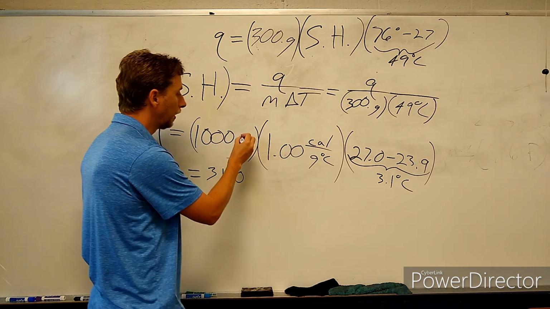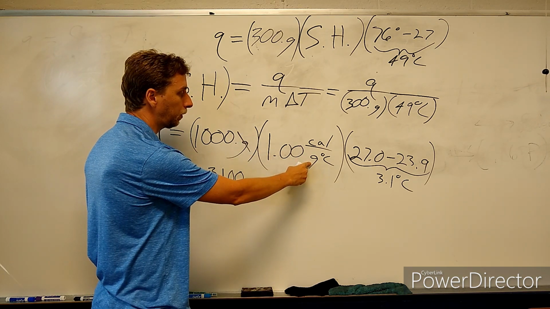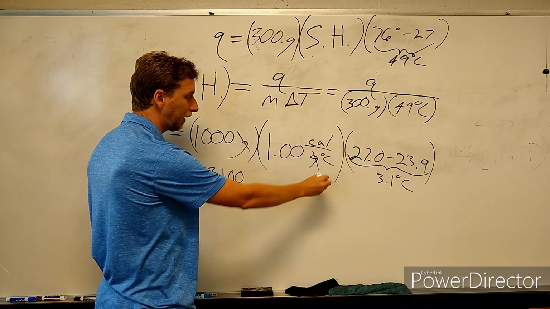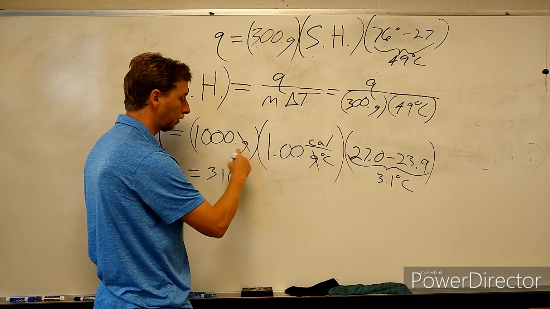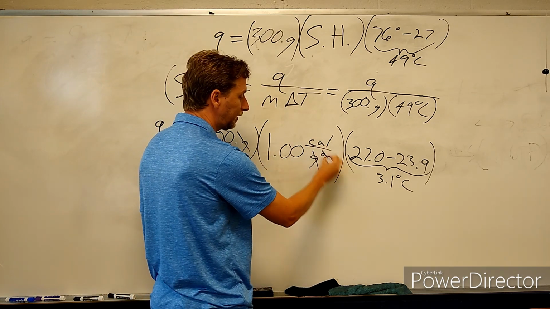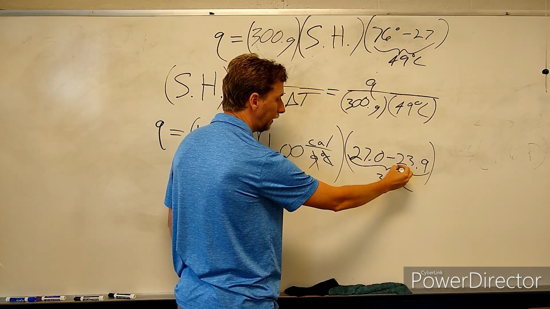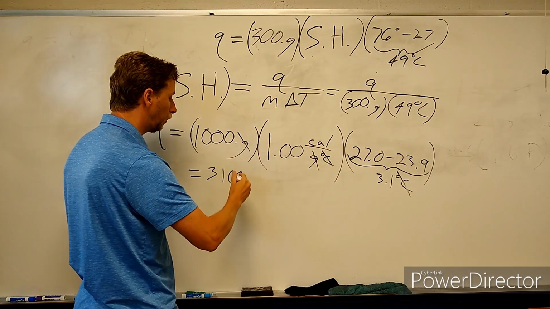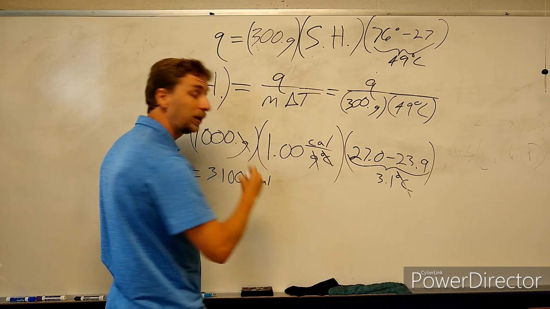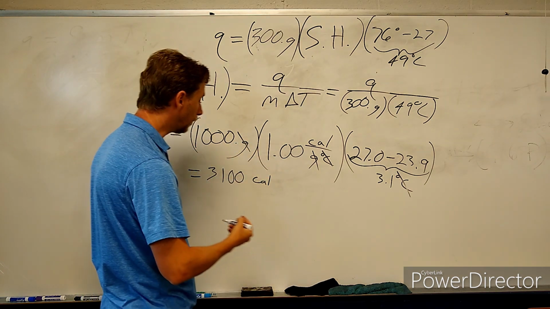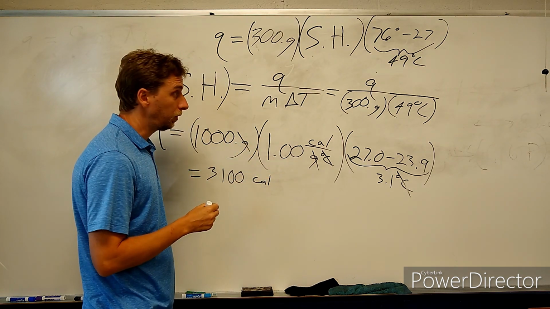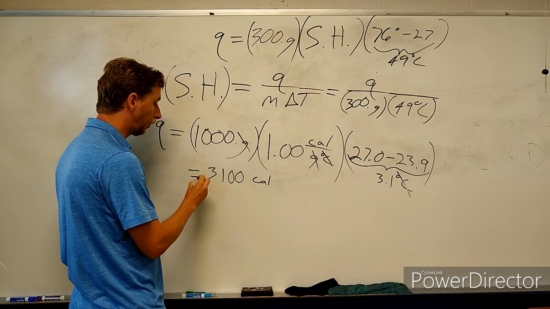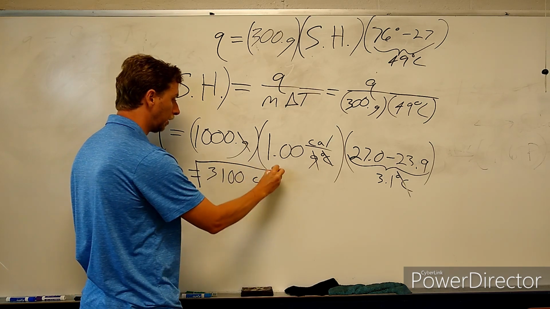How does this work out? Grams divided by grams is canceling, so the grams cancel. Celsius times Celsius over here, that cancels, and that leaves you with just calories. That's the unit of heat. Okay, so you've got to do your units correctly. Make sure you keep track of those. So 3,100 calories.